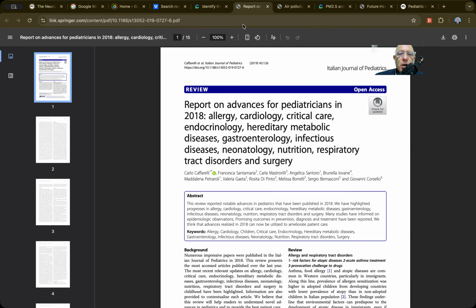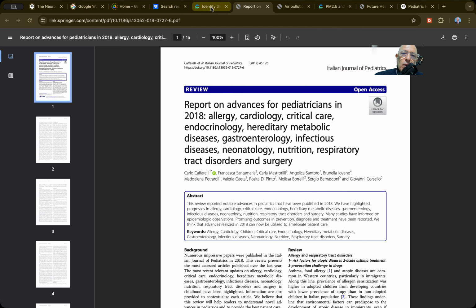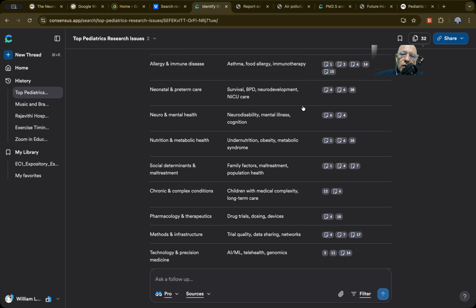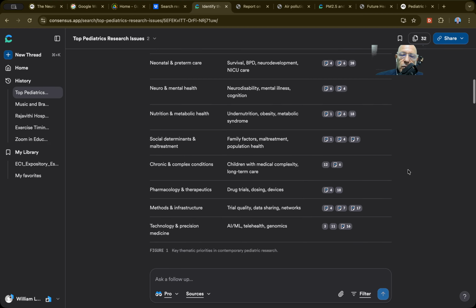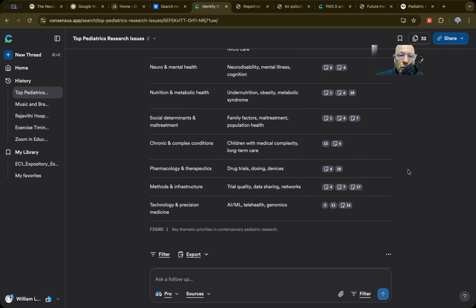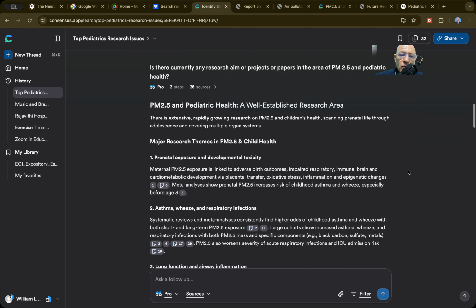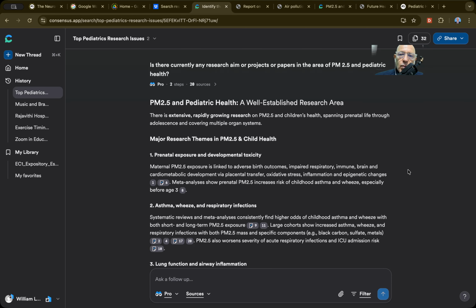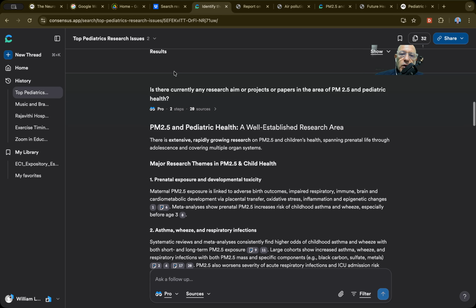So if it's behind a paywall, I don't believe the consensus can give it to you for free. So there are some limitations always when we're talking about research publications. Okay.